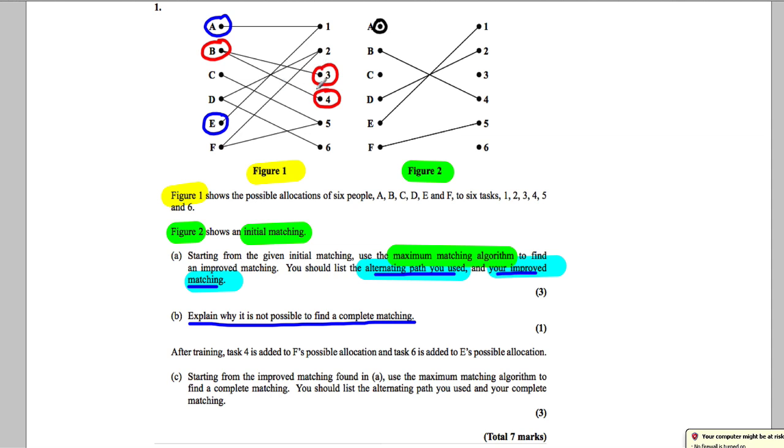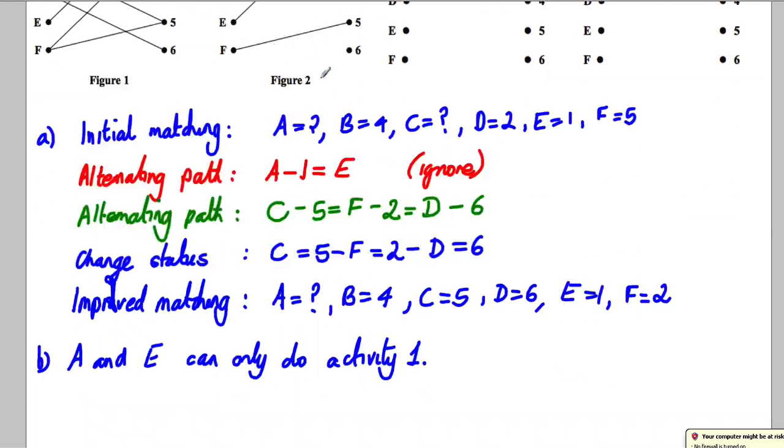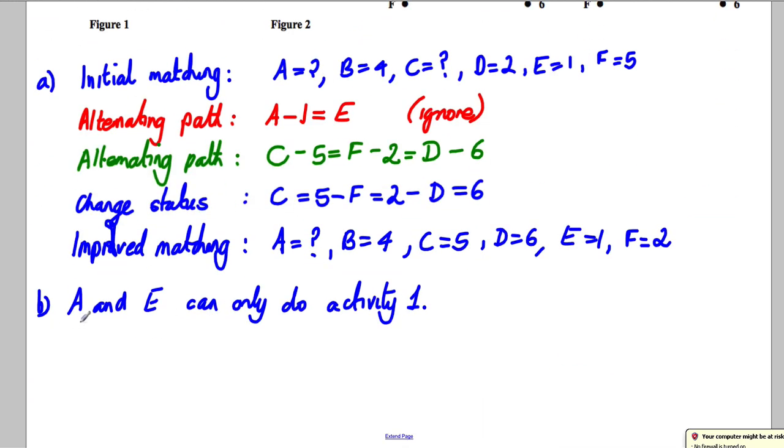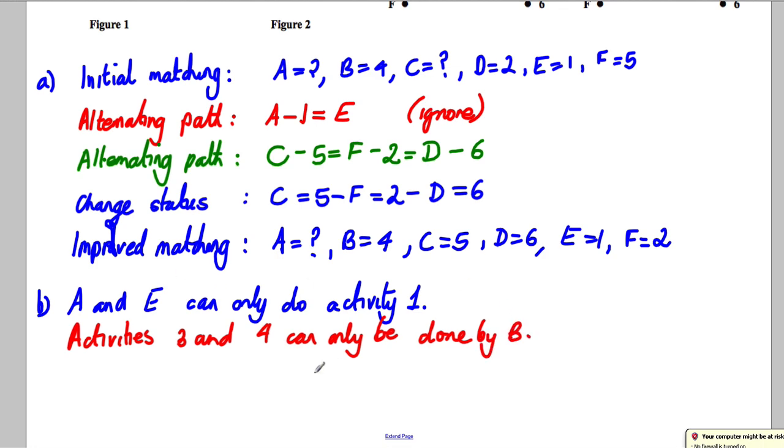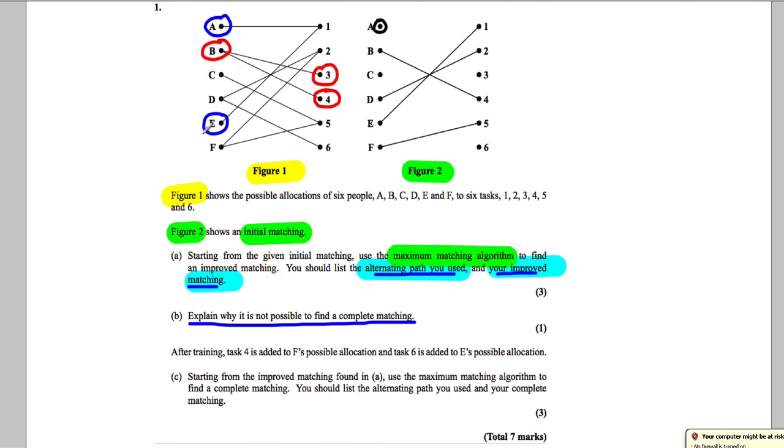So that means one of these has to be left out. If B does 3, no one's going to do 4. So we could also write another reason, and we could say that activities 3 and 4 can only be done by B. So either one of those is perfectly acceptable.